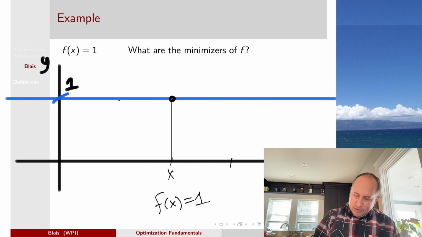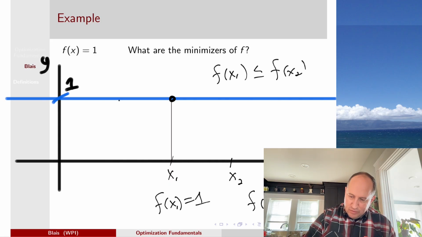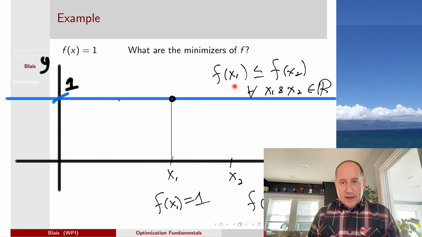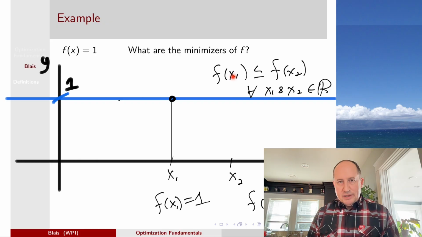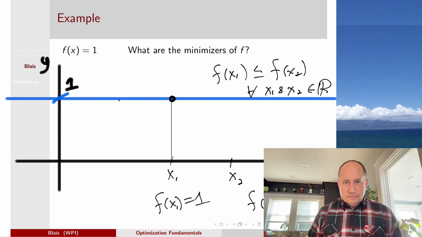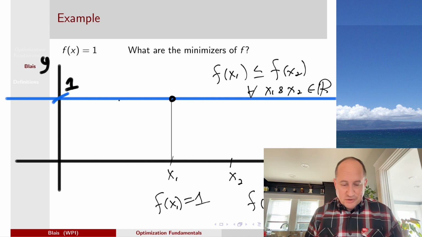Maybe we could say that over here was, say, x2. Why don't we say x1 and x2? f of x1 is 1. f of x2 is 1. Well, that means f of x1 is less than or equal to f of x2 for all x1 and x2. Okay, so that means every x1 is a local minimizer. A weak local minimizer, but a local minimizer. So all the points in the domain are local minimizers and also global minimizers of f, because you can't get lower than 1.